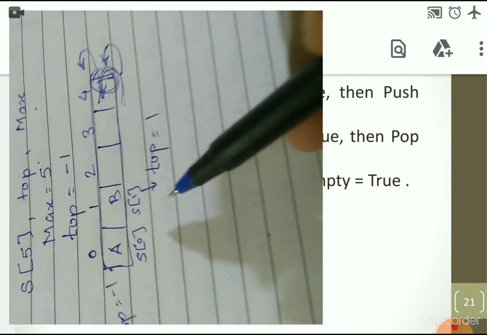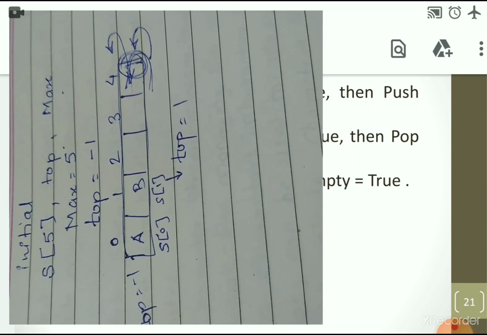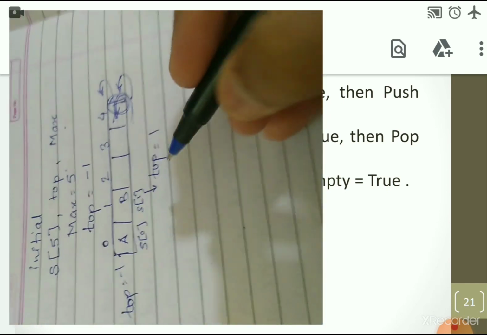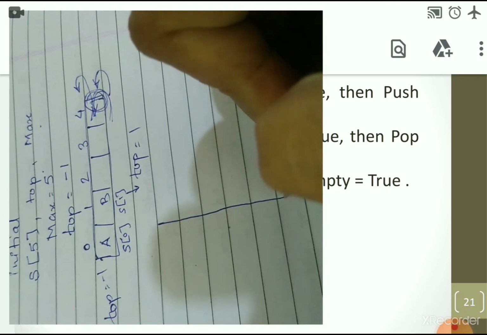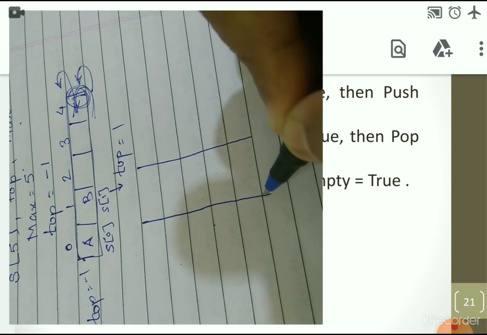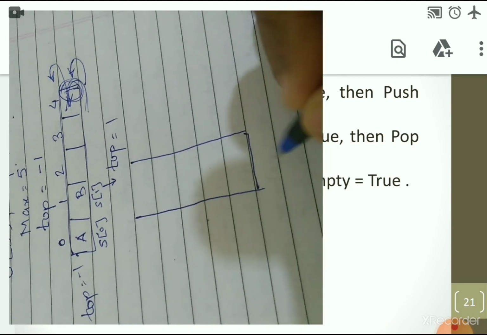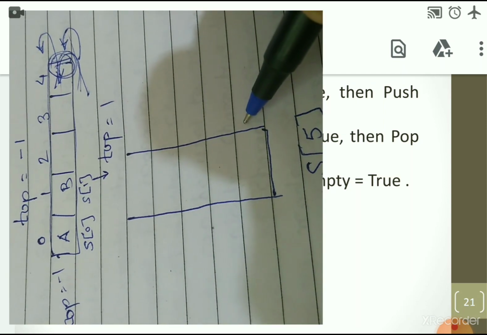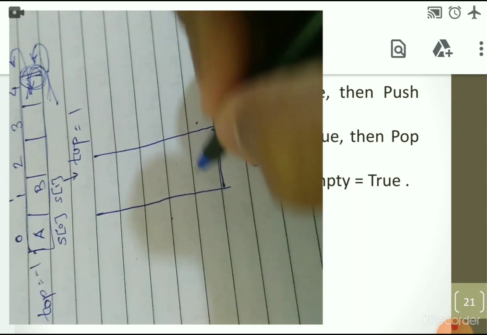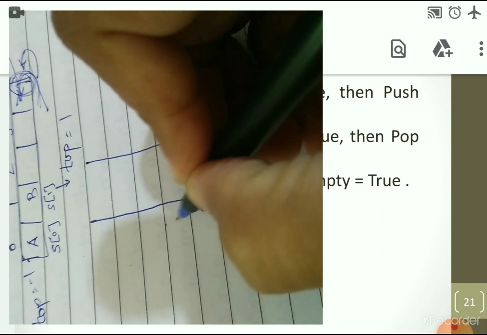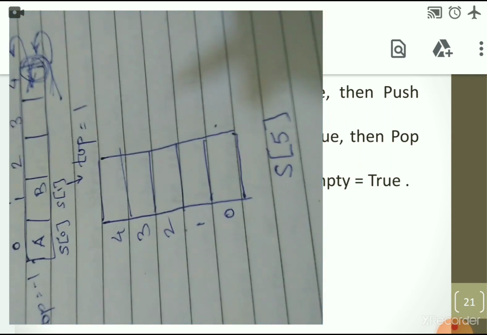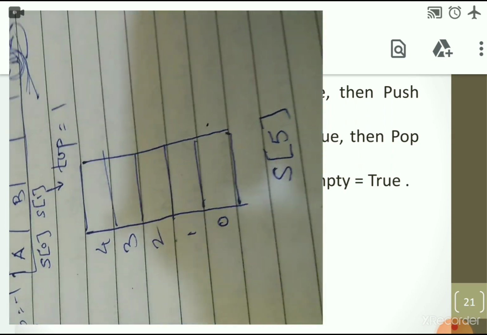So here we have just represented the stack horizontally, and for convenience we are using the stack as vertical. Okay, this is a vertical stack S of 5. The thing is same, only here it is in a horizontal condition and here it is in a vertical way. You can declare the position 0, this is 1, this is 2, this is 3, this is 4. Okay, this is the array S of 5.